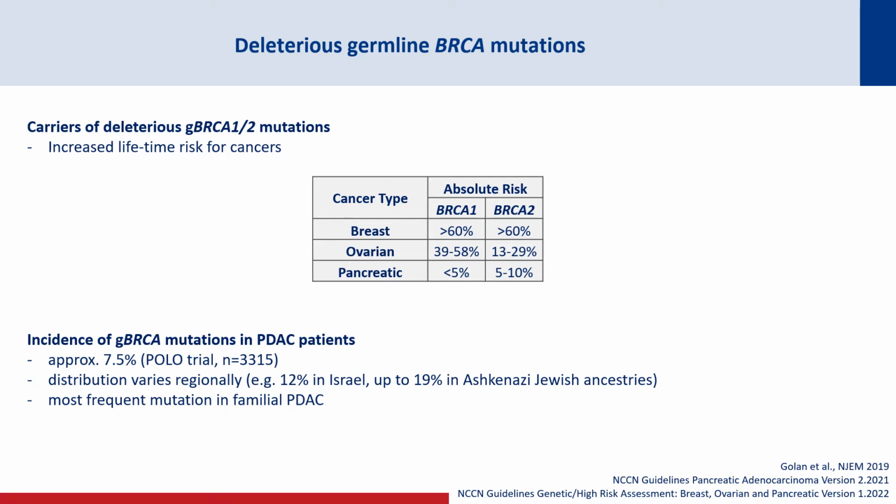The incidence of germline BRCA mutations in PDAC patients is approximately 7.5%, but the distribution varies regionally, so the incidence is higher, for example, in Israel and in Jewish ancestry populations. Germline BRCA is the most frequent mutation in familial PDAC.